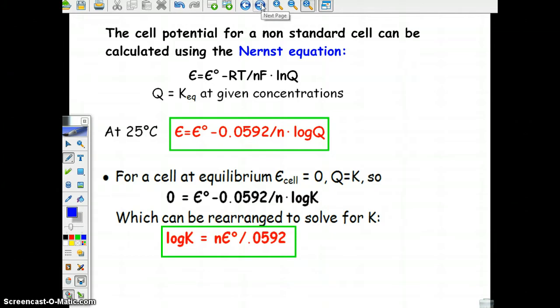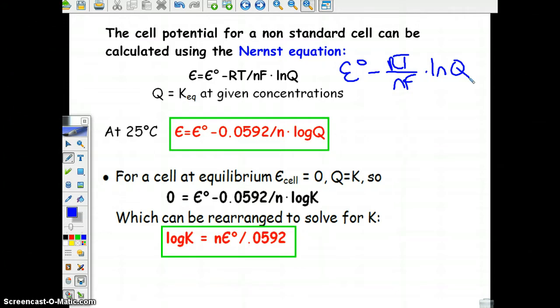All right, so again with the Nernst equation, it's really going to be RT over nF times ln Q, like that. And order of operations, you would do all of the multiplying and dividing first, and then subtract it from the standard E. The standard E from the chart.